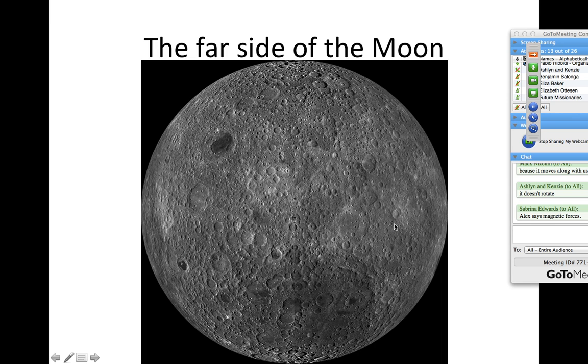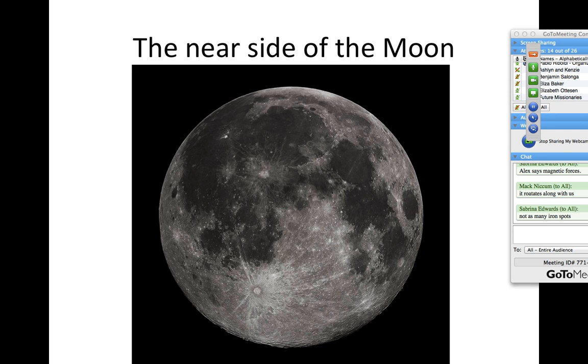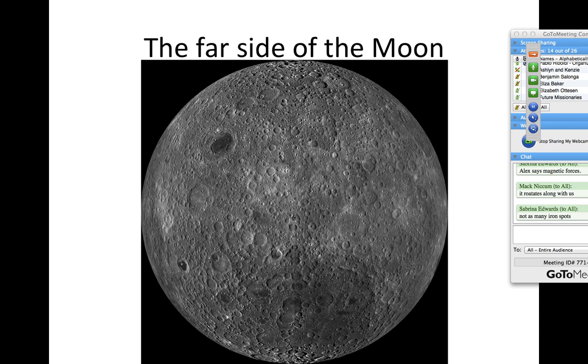All right, so let's see. This is the far side of the moon. What are the things that you notice that are the same and things that are different between the far side and the near side of the moon? Near side means that this is the side that we always see, that is always facing us. The far side is the side that we cannot see.